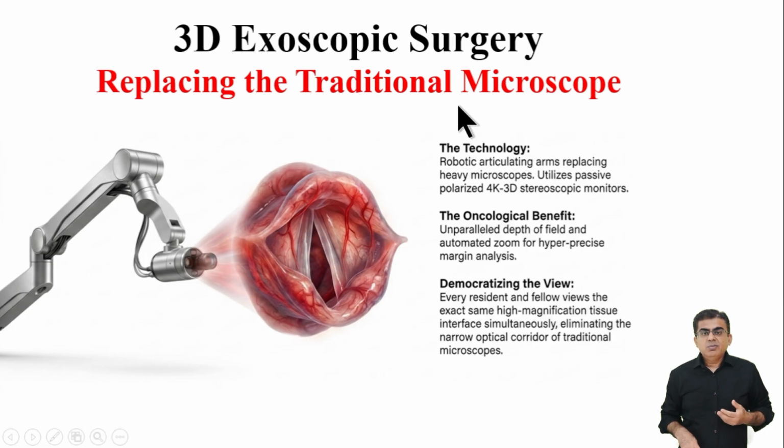Now look at the robotic camera arm shown on the left side of your screen. We are actively replacing those bulky microscopes with sleek robotic articulating arms. These robotic arms send a live video feedback directly to large 4K 3D stereoscopic monitors inside the operating room.